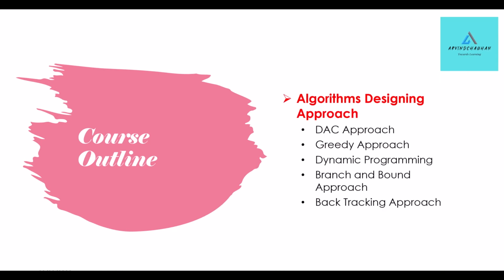So as I told, these are the algorithm designing approaches: divide and conquer, greedy approach, dynamic programming approach, branch and bound, and backtracking approach. In divide and conquer, as the name describes, first we have to divide a particular problem, then up to certain conditions, whenever you can directly solve that sub problem, then we have to combine the solutions in the bottom up approach. So that is the divide and conquer approach.